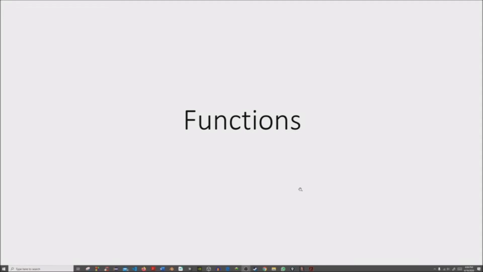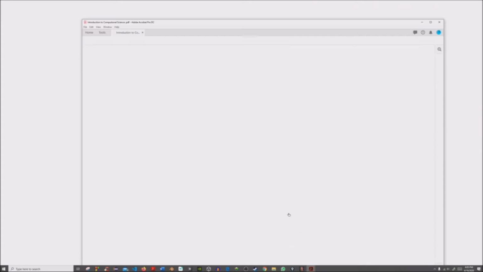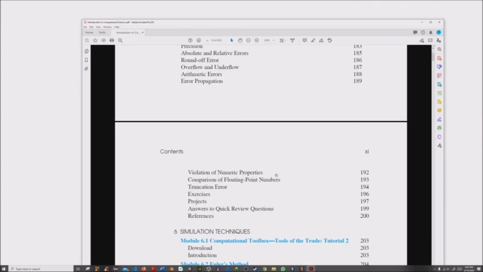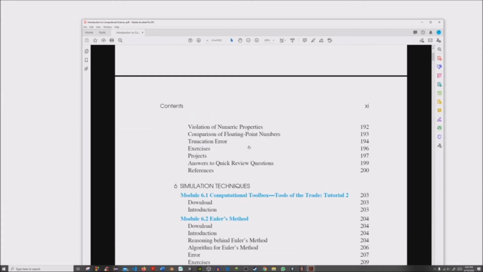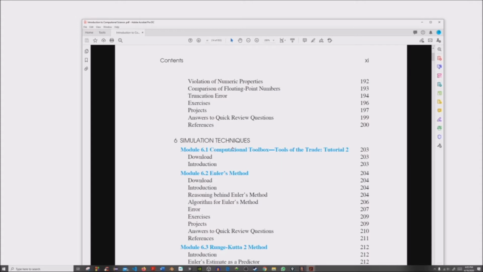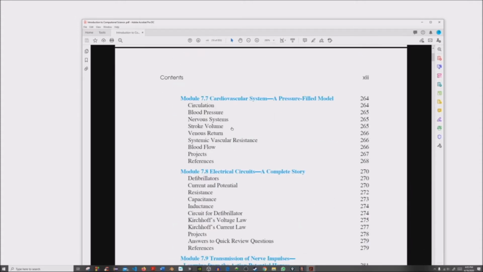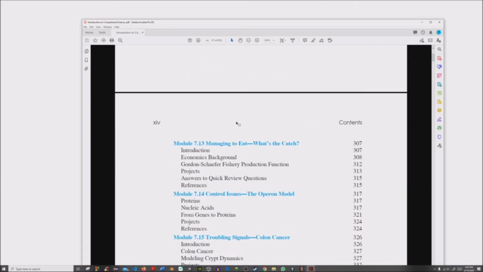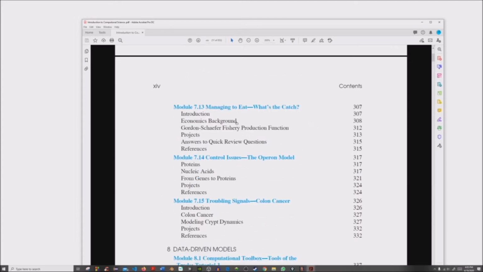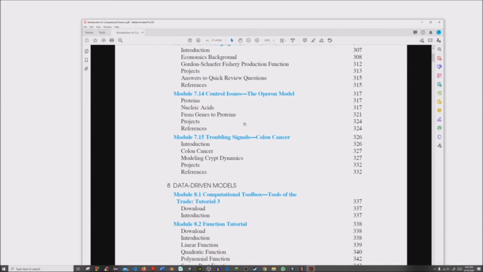Okay, so we talk about errors and then we jump to functions. That means we skip some chapters from the book that is also in the schedule, I mean the syllabus as well. So we talked about errors already, and then after that, chapters 6 and 7 we skip. If you're interested, you can go ahead and read those things. They're talking about electrical circuits and so many other things in there.